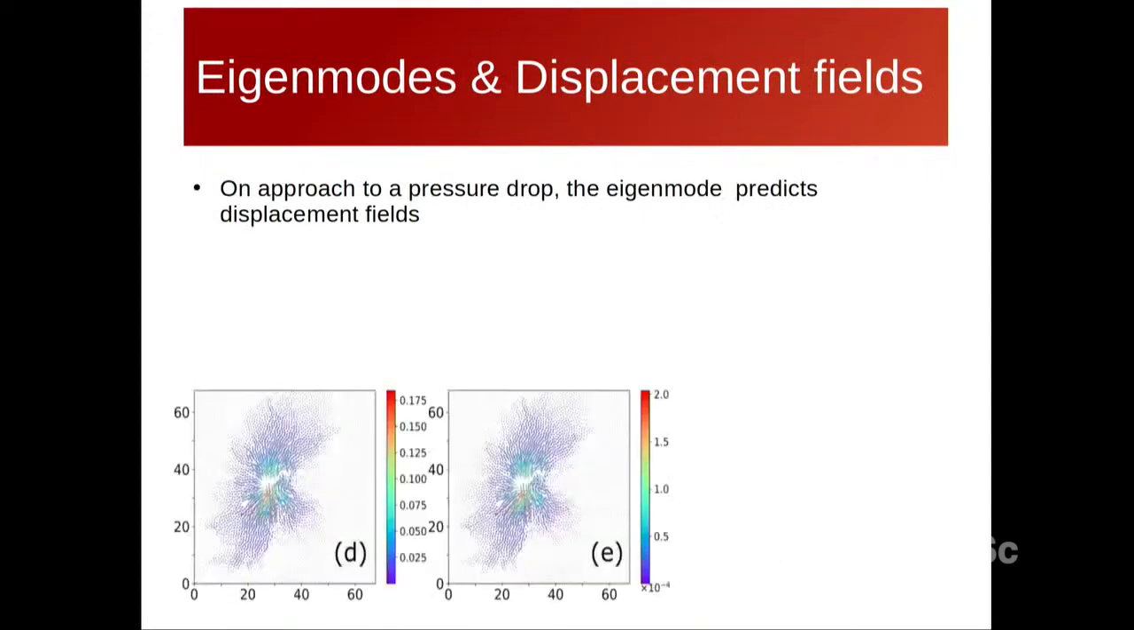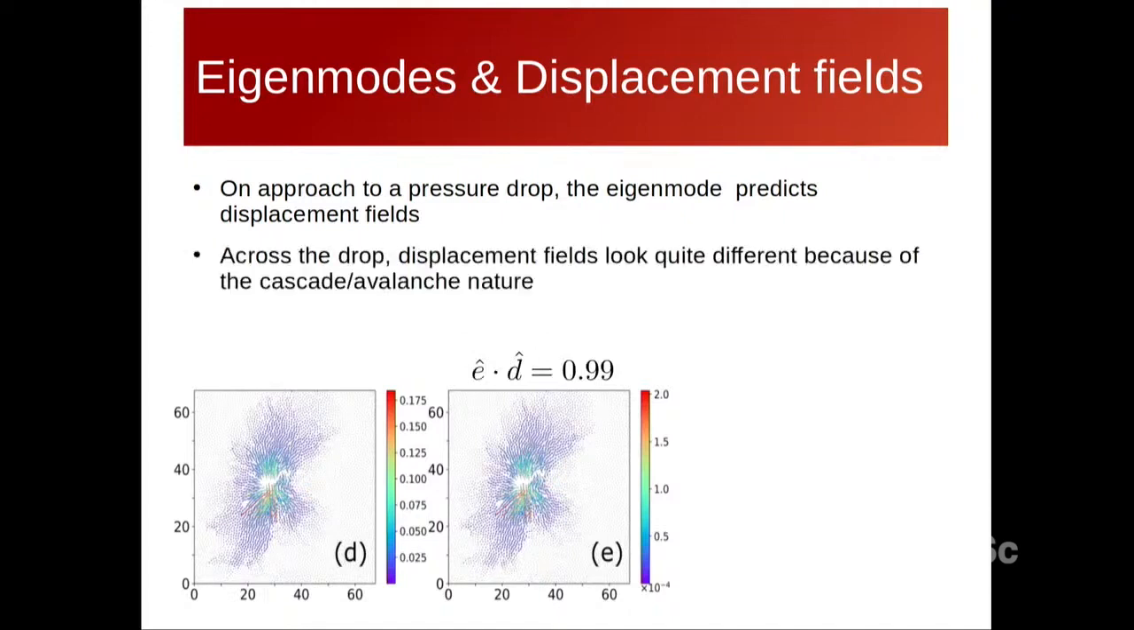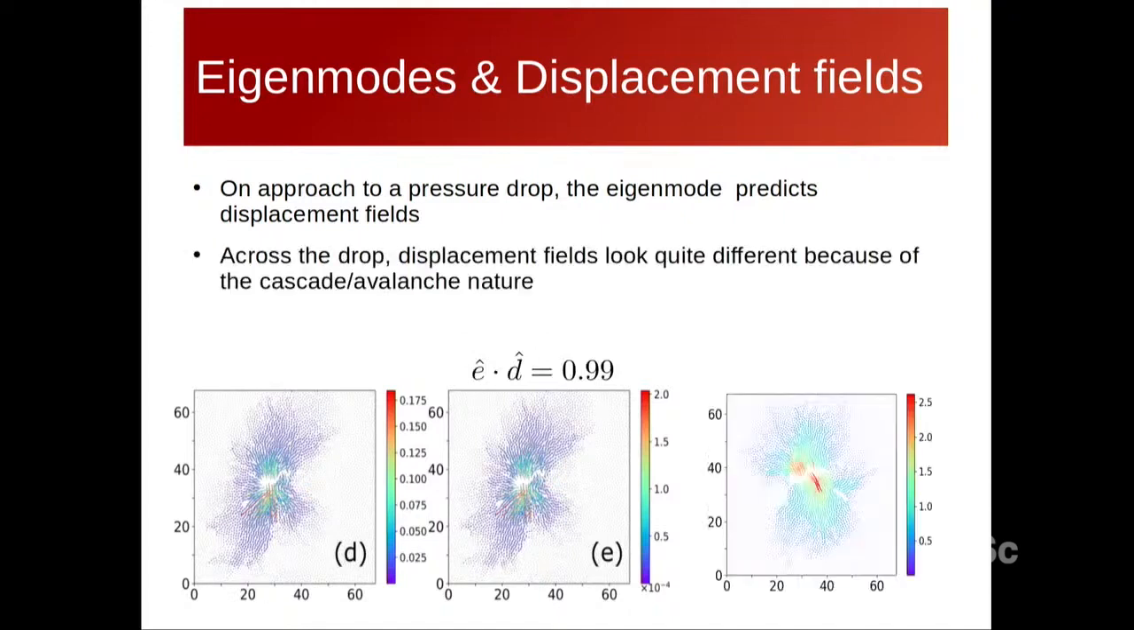I'll also talk about the eigenmode of the lowest eigenvalue, which I showed you in the previous slide. When you're approaching the pressure drop, the eigenmode is predicting the displacement field near the pressure drop. This is the displacement field across the pressure drop. The displacement field near the plastic drop is well predicted by the eigenmode.